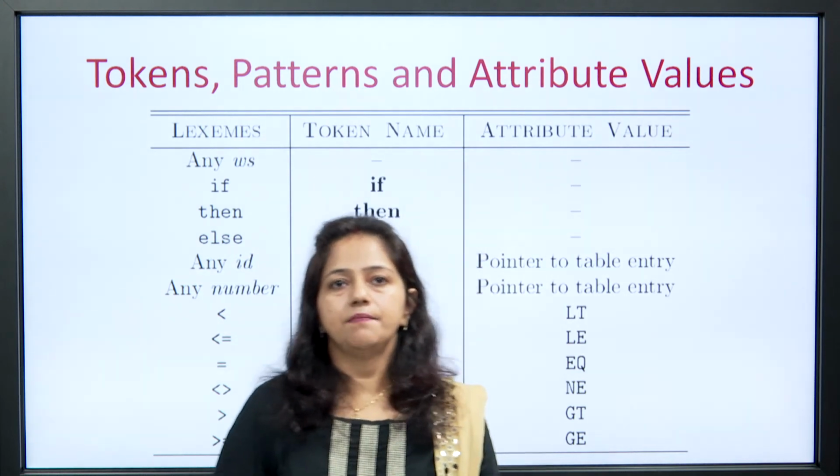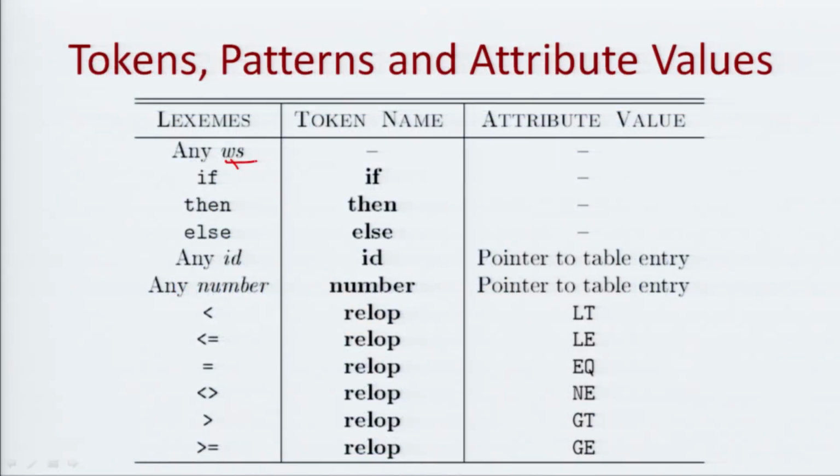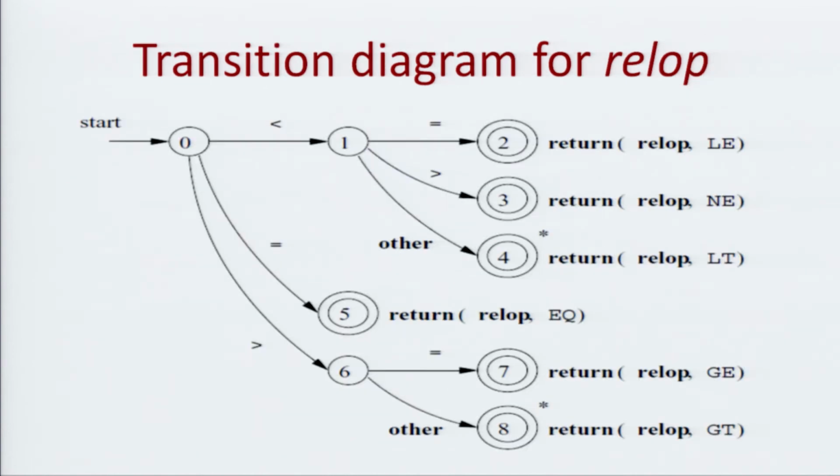Now, in the table we can make the entry: for white space no token will be produced, for if the corresponding token will be produced. Similarly, if identifier is there, then we will write identifier, and here we will write pointer to table entry, and similarly all the operators and all other forms of lexeme can be placed in the token as and when required. Now, here we will see, till now we have seen how to define the regular expression.